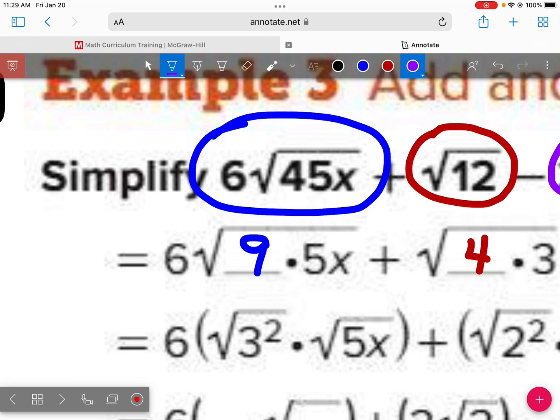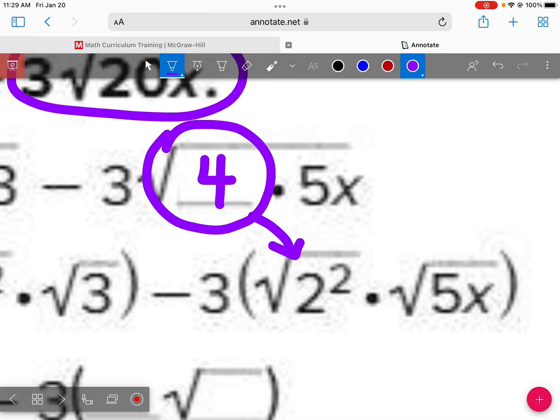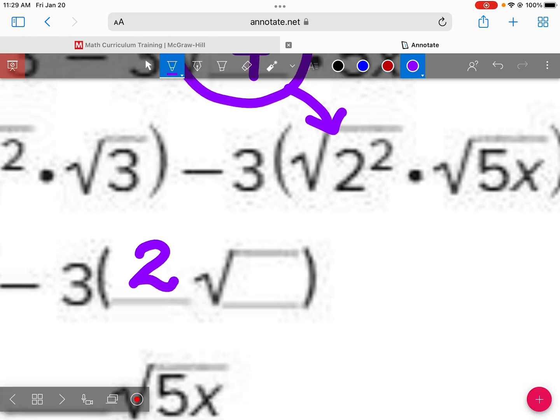Why do you think they broke them down this way? Why didn't they do 2 times 10 here? Why were they looking at 4 times 5? What's special about a 4 under a square root? It's a perfect square, right? 4 is 2 times 2, so I can write that as 2 squared. What is the square root of 4? 2. So this is 2. And then I've got my 5x still under the radical. That just came straight down.